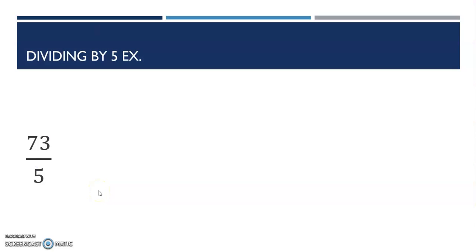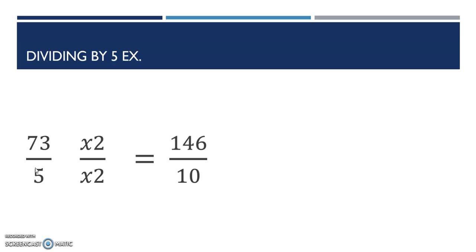If we try another example, here's 73 over 5. So remember, we'll multiply both top and bottom by 2, and this will give us 146 over 10. So we'll drop our 10 and move our decimal place over one space left, and that gives us our answer of 14.6.